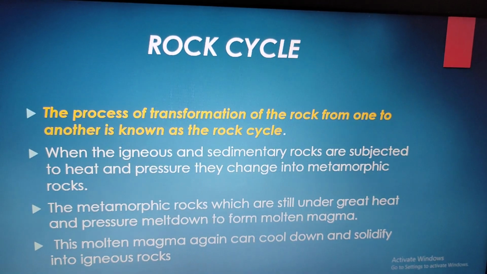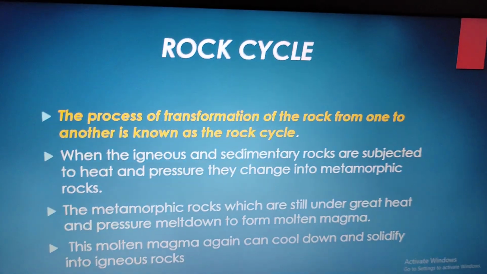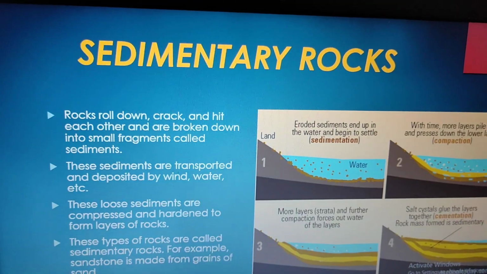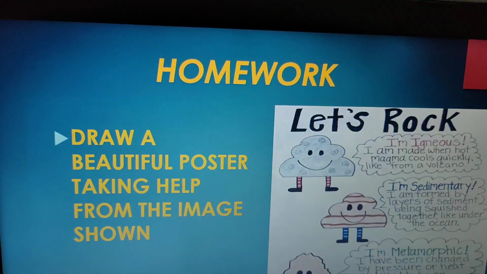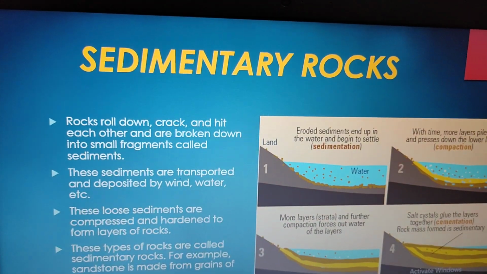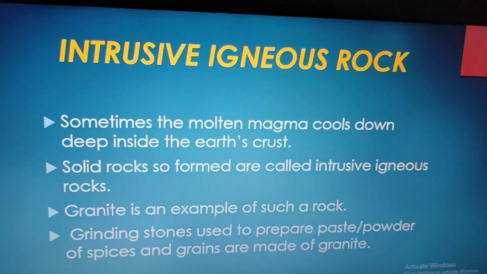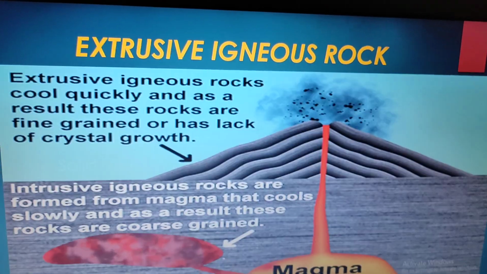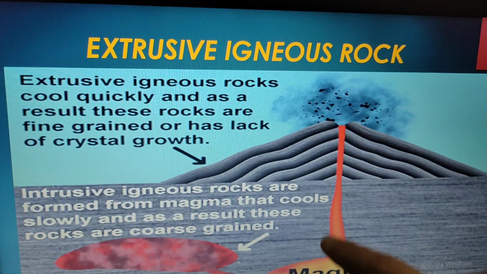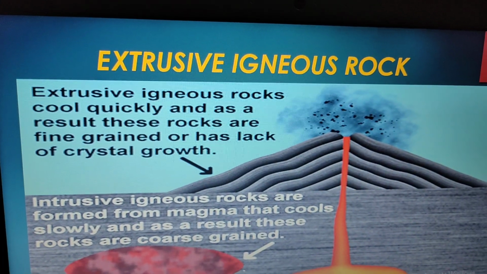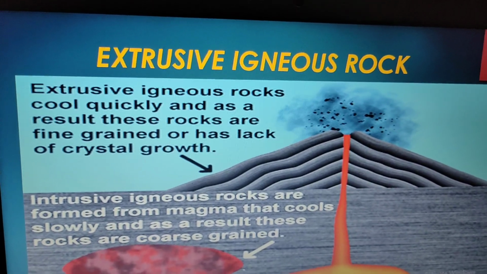Morning, everyone. We have already discussed the three kinds of rock: your igneous rock, sedimentary rock, and metamorphic rock. How were your igneous rocks formed? Igneous rocks are formed when molten lava or molten magma comes out on the surface of the earth and cools down.